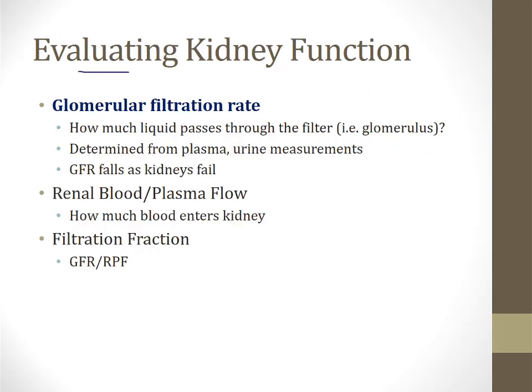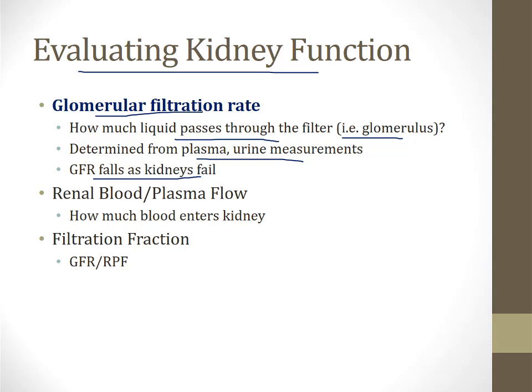Now let's talk about how we evaluate kidney function. So imagine we have a number of patients and we want to know how well their kidneys are functioning. How are we going to do that? Well, the key measurement that we typically use to estimate someone's kidney function is called the glomerular filtration rate. This is a measurement of how much liquid passes through the filter, i.e. the glomerulus, per unit time. And you can determine this from plasma and urine measurements. And I'll talk about how to exactly determine the glomerular filtration rate, in other words, to get a number for this rate in the second renal physiology video. But the reason we like to evaluate kidney function with the GFR is because it falls as the kidneys fail. As the kidneys start to get sicker and sicker, they filter less fluid and the GFR falls.